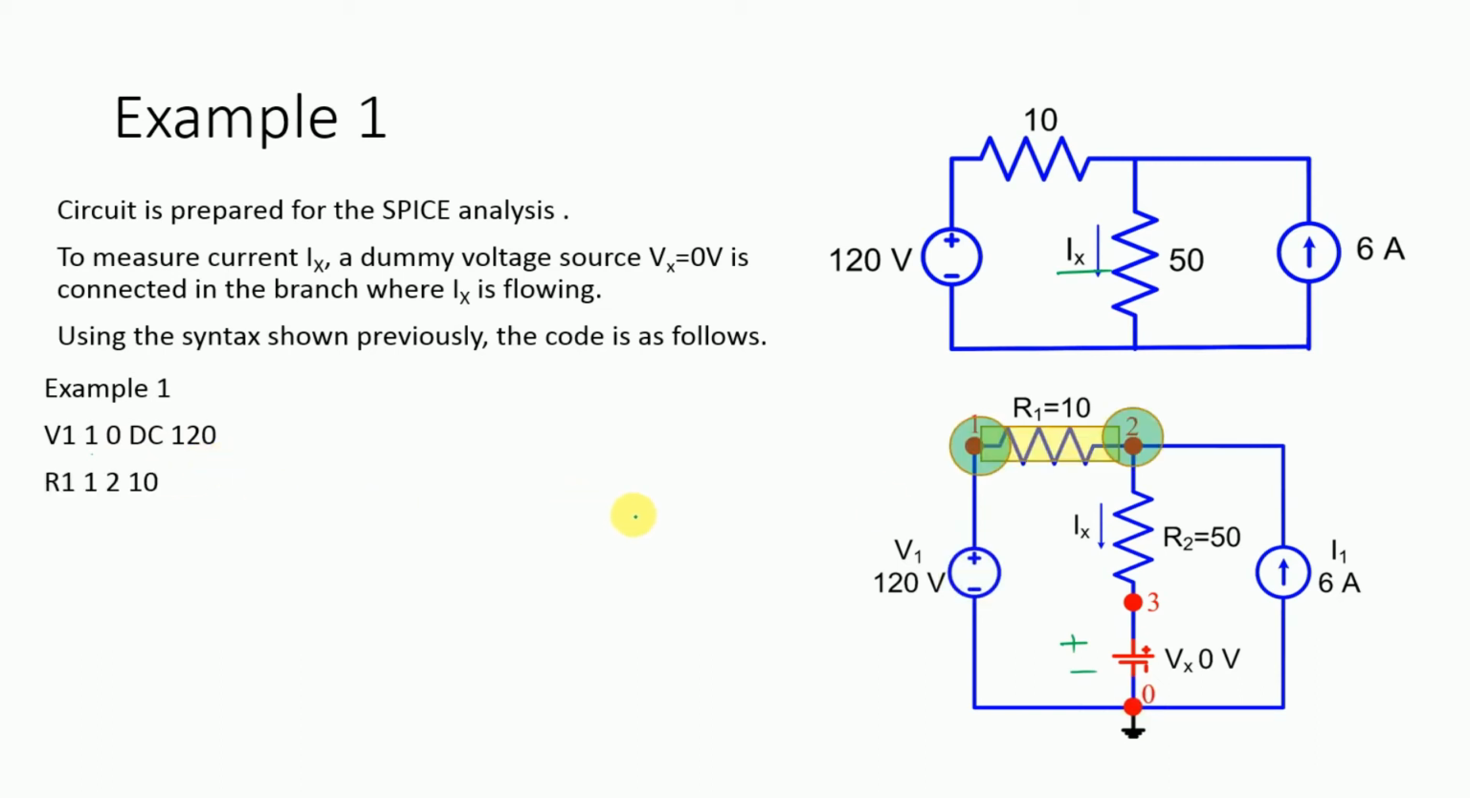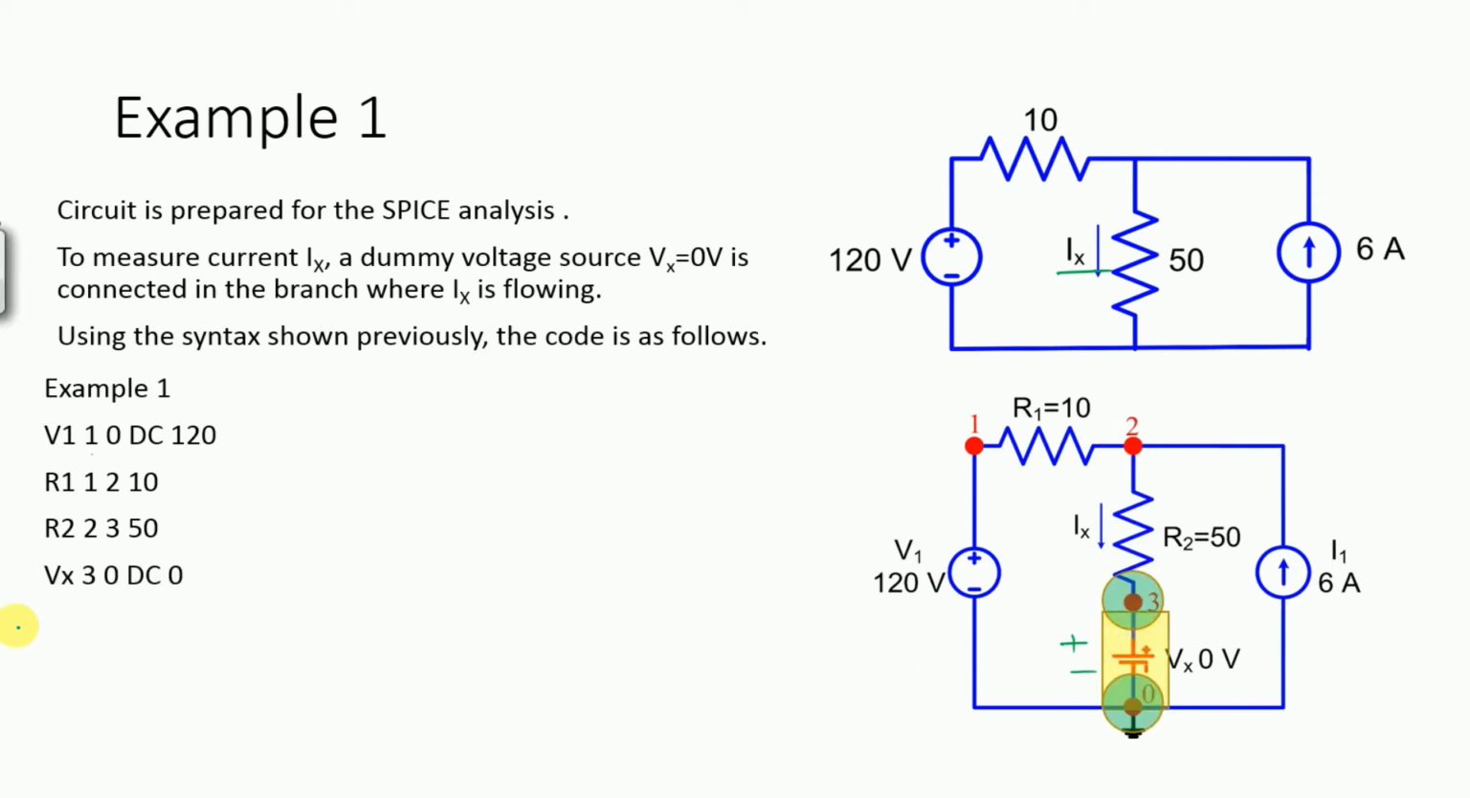Thereafter we have this R1. R1 is connected between node number 1 and 2. There is no need of writing it in this particular format. You can actually write it with node number 2 and 1 as well. There is no issue with this passive element, and its value is equal to 10. Then we have this R2 available here. It is connected between node number 2 and 3, and its value is equal to 50 ohm.